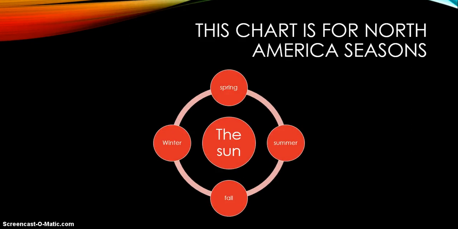This chart is for North America seasons. If I was in North America, which I actually am right now, then for spring, if the sun was in the center and the earth was where the circle says spring, then it would be spring for North America. Same with summer, and well, you get the chart now.